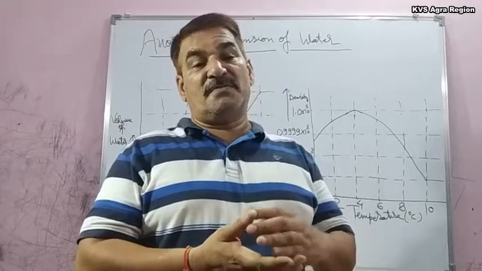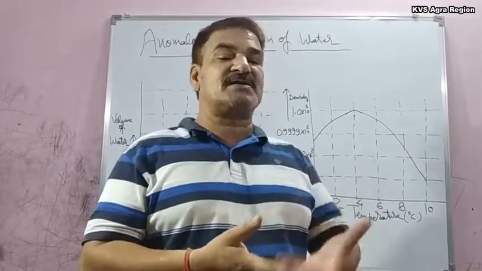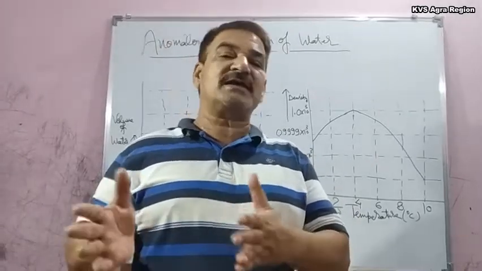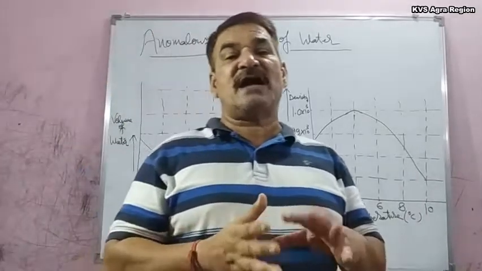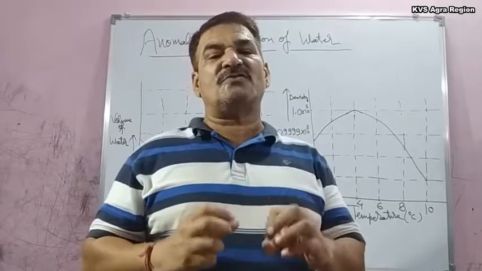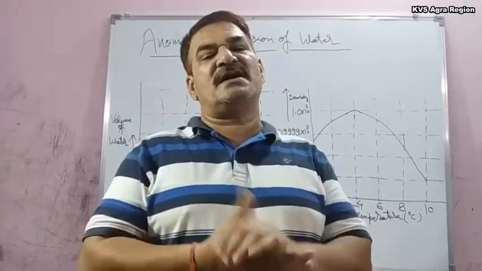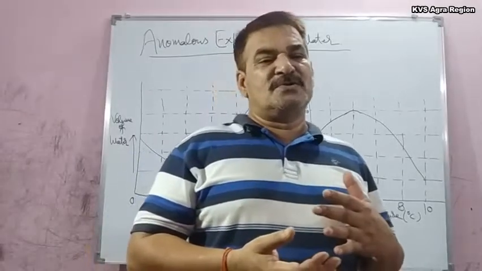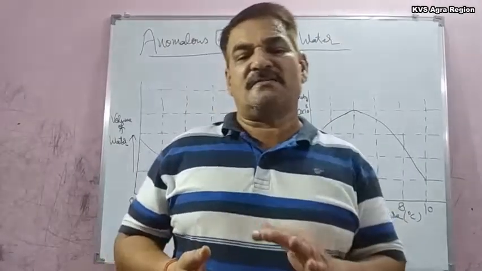But in order to avoid the veins of the plants from getting burst, what do farmers do? They water their fields, and this water has a higher value of specific heat. That's why a lot of coolness is absorbed by this water, and thus plants are saved. So this is the anomalous behavior of water.